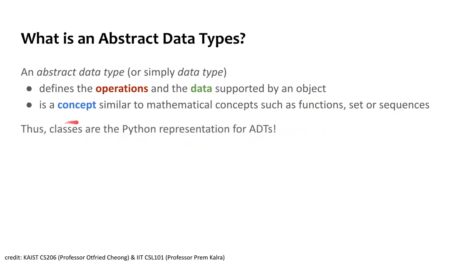Thus, I told you that classes are templates of some typical objects. And classes, a template of an object, are the Python representation for ADTs.